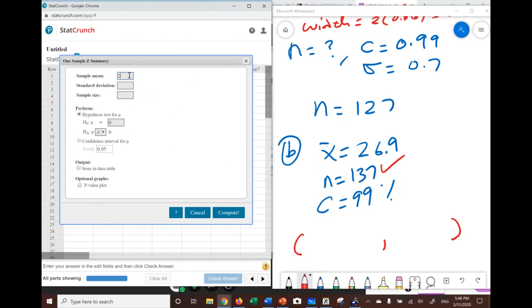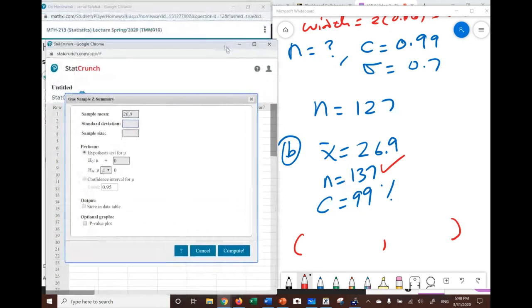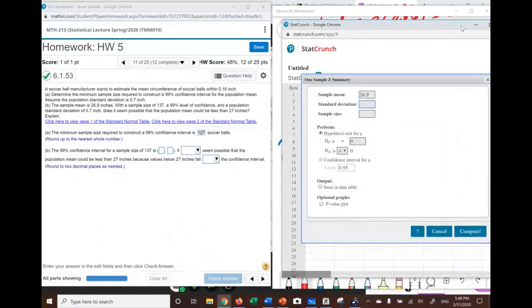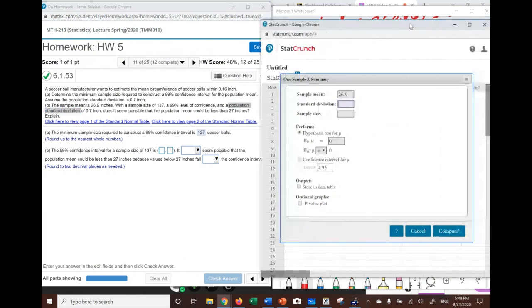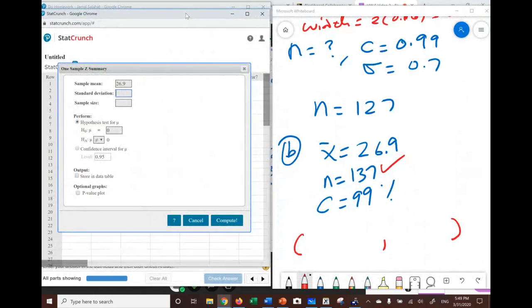The mean is 26.9. And the standard deviation given in this problem, I think I missed writing the standard deviation. Let me see if I did. If you read the problem in part B, it says, and the population standard deviation. So they gave me the population standard deviation, which is 0.7, as in part A. So they did not change the population standard deviation. So sigma is 0.7. So I'm going to use the 0.7 in here.